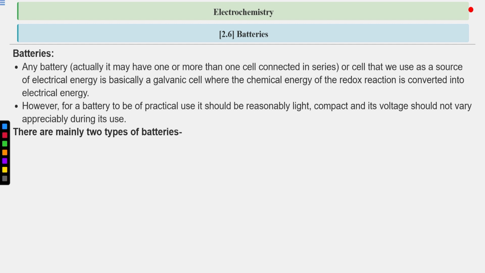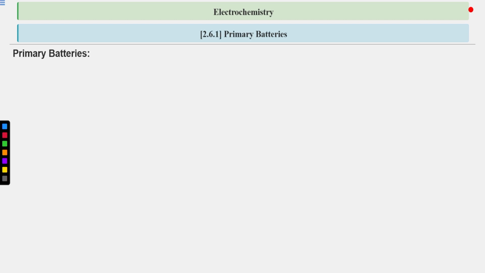So there are mainly two types of batteries. The first one is the primary batteries, and the second one is the secondary batteries. Okay, these are the two types of batteries. So let's study about them more. Let's first of all talk about the primary batteries, which is also our subsection 2.6.1 given in our NCERT textbook.